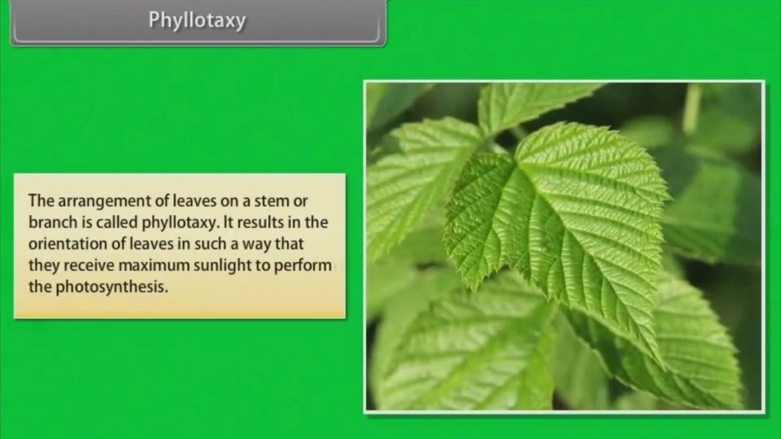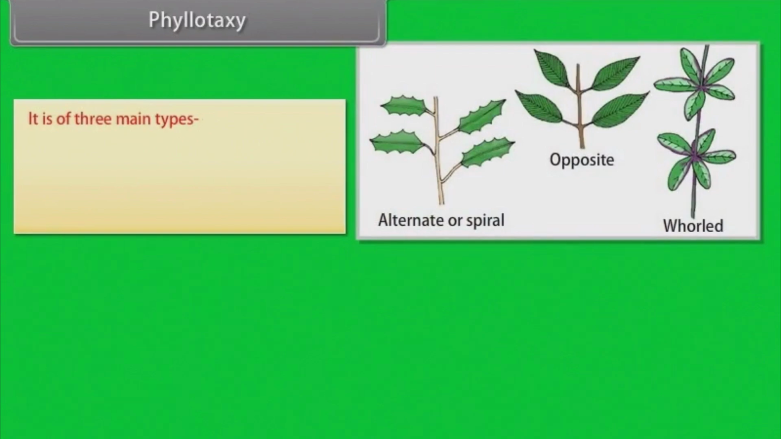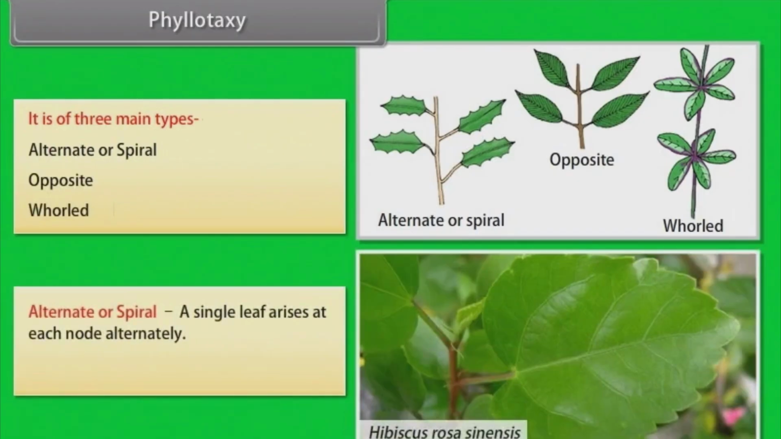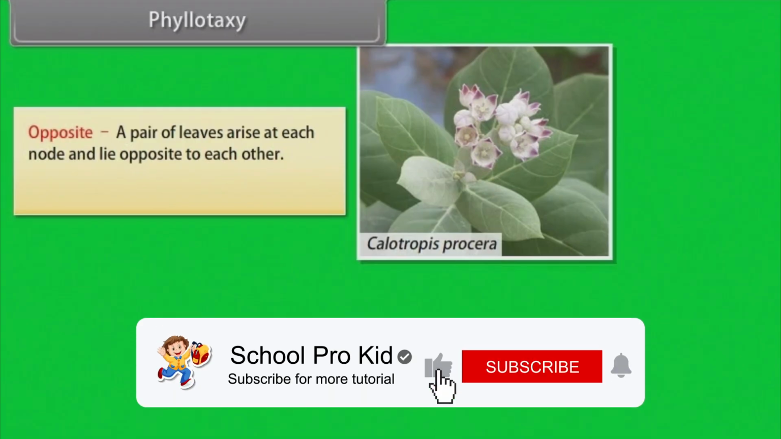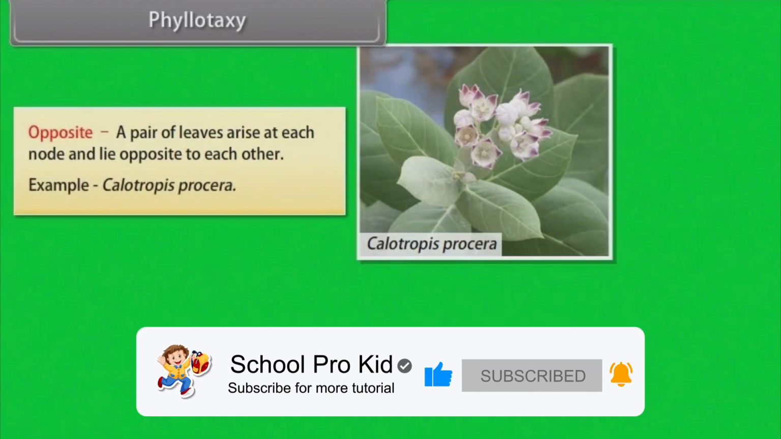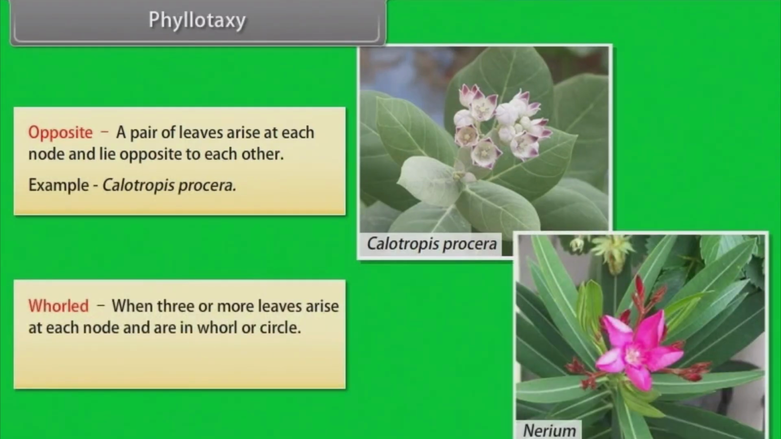Phyllotaxy. The arrangement of leaves on a stem or branch is called phyllotaxy. It results in the orientation of leaves in such a way that they receive maximum sunlight to perform photosynthesis. It is of three main types: alternate or spiral, opposite, whorled. Alternate or spiral: a single leaf arises at each node alternately. Example, Hibiscus rosa-sinensis. Opposite: a pair of leaves arise at each node and lie opposite to each other. Example, Calotropis procera. Whorled: when three or more leaves arise at each node and are in a whorl or circle. Example, Nerium oleander.